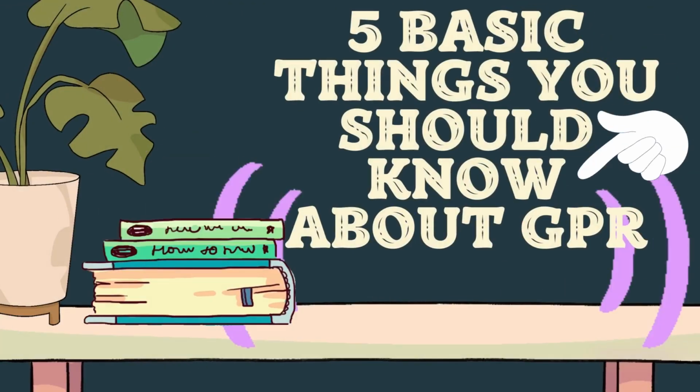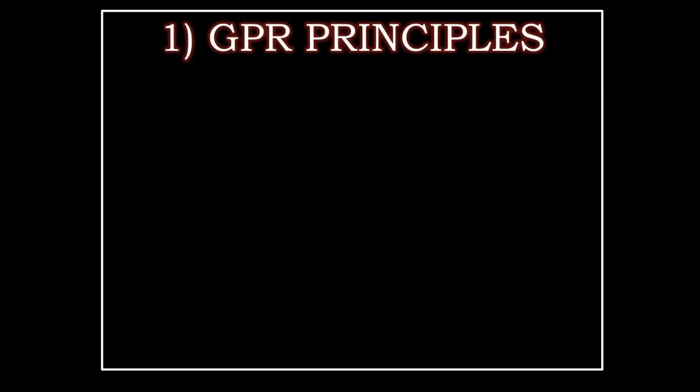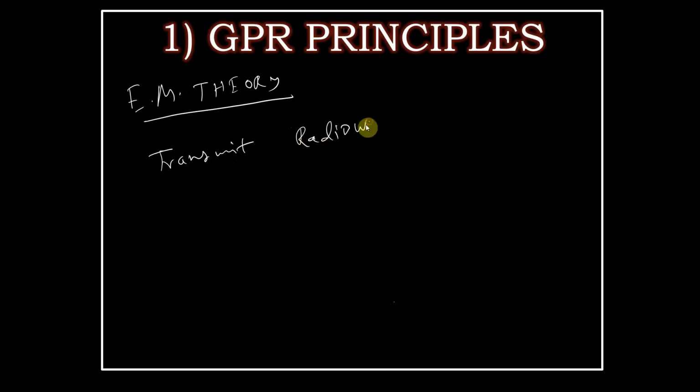So the very first thing you should know about GPR is the basic principles of GPR. The foundation of GPR basically lies in electromagnetic theory. So what does GPR actually do? A GPR system basically transmits radio waves. It's a radio wave, an electromagnetic wave used in radio communications. So basically the GPR system transmits radio waves to the ground and it receives the reflected signal.